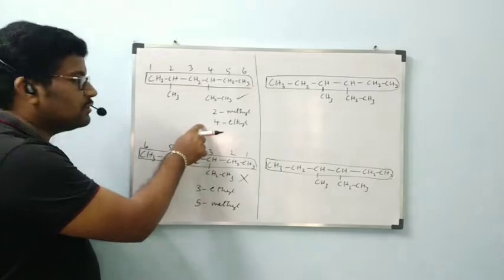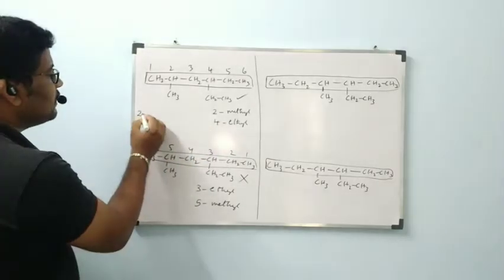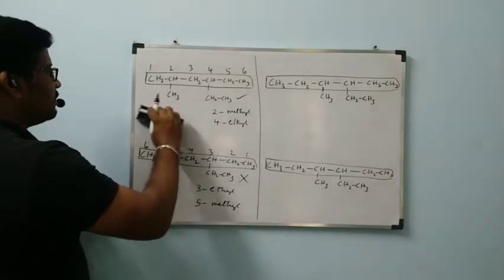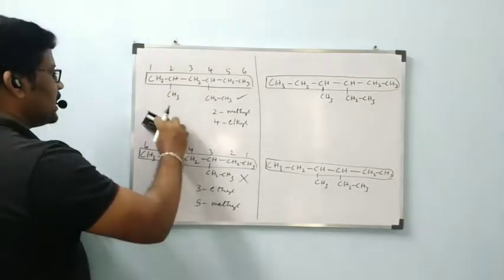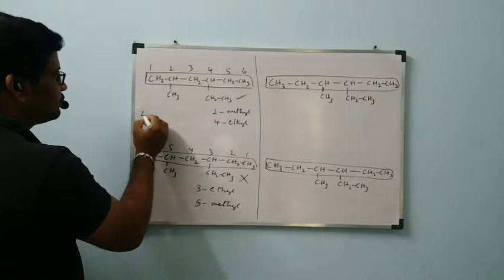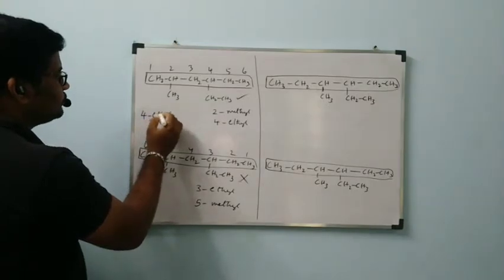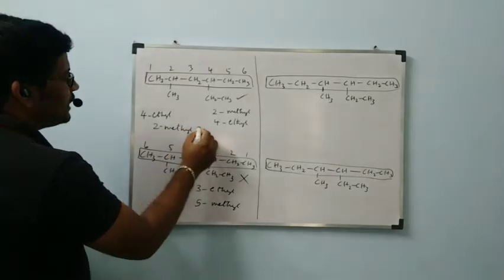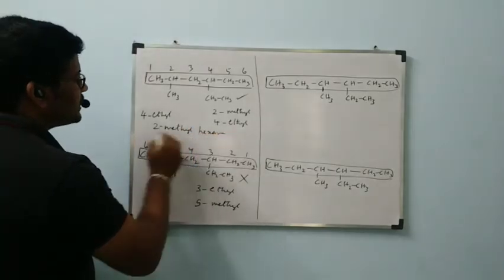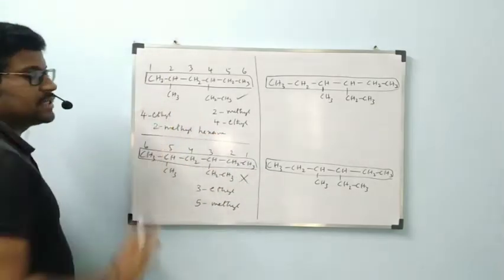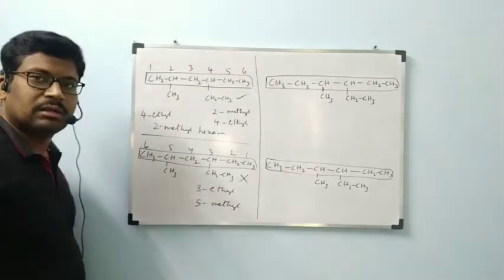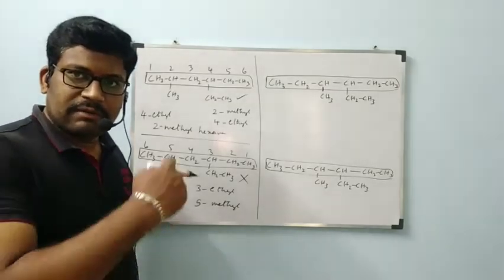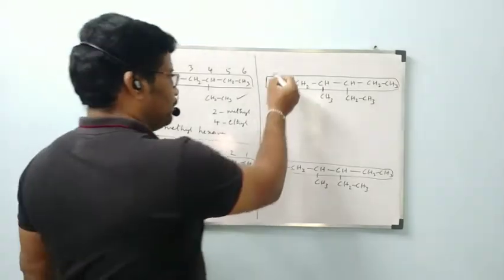The name of this compound will become 2-methyl 4-ethyl. After that, without changing the numbers, I write it in alphabetical order now: 4-ethyl 2-methyl hexane. This is the correct name for this compound. This is wrong.